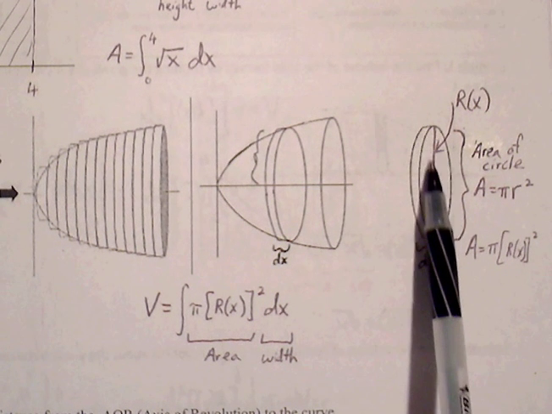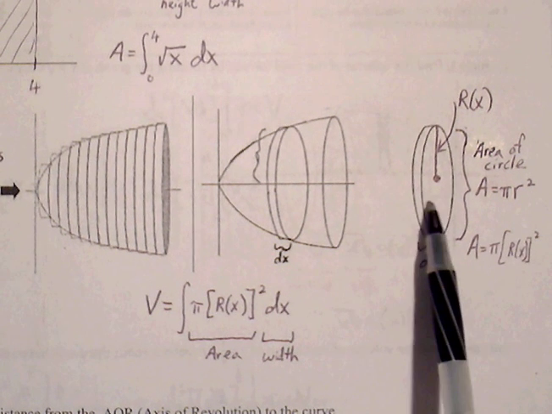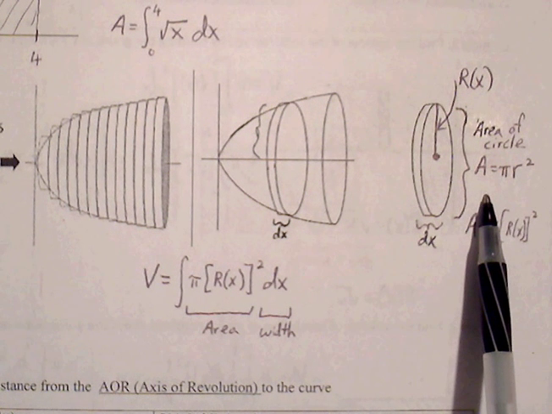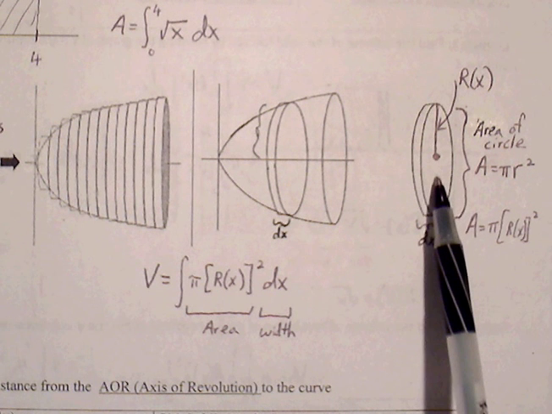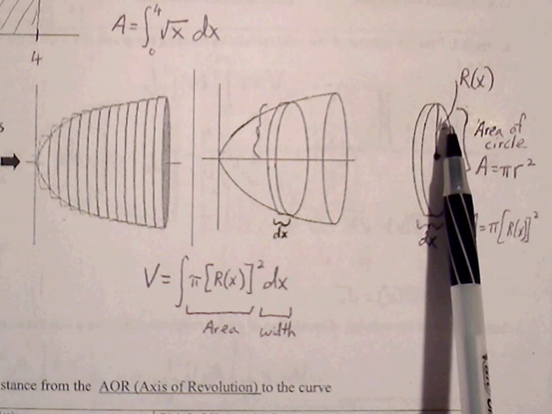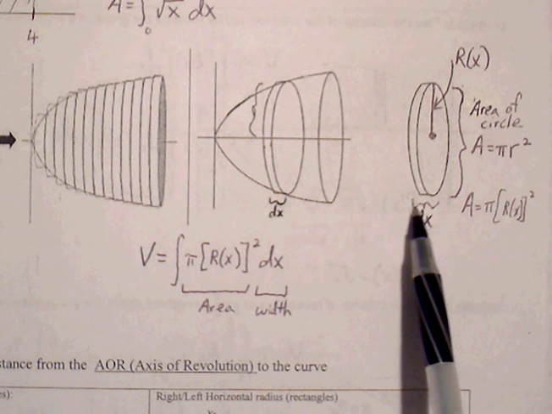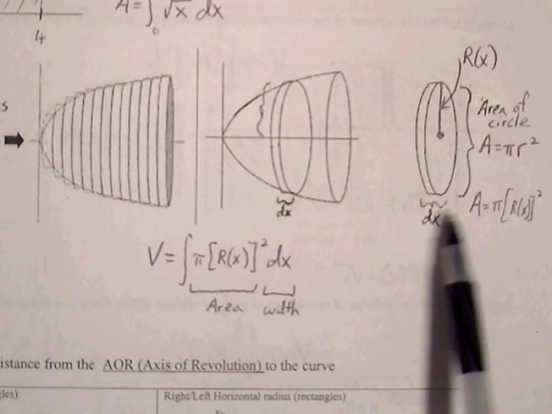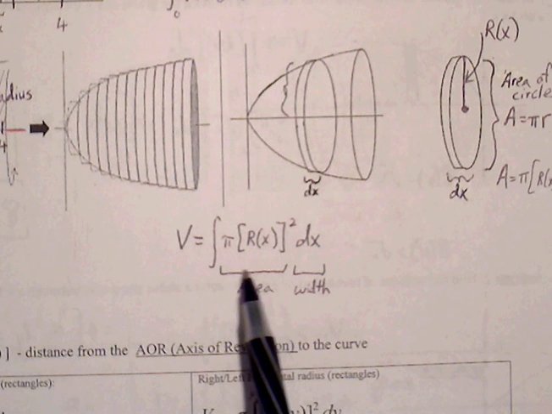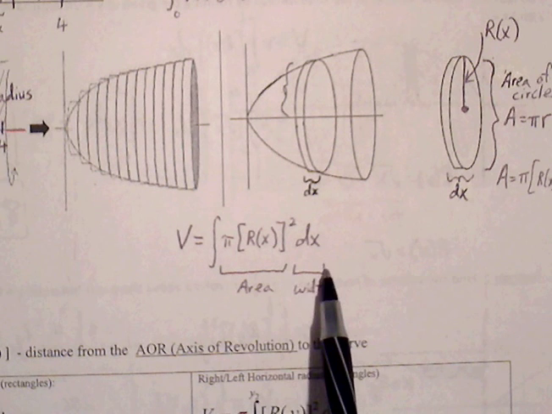Okay, so volume has an area component and a width component. If you look at this, this is a circle, and the area of a circle is given by the formula A equals pi r squared. To adapt to this particular picture, our area is pi r of x squared, because r of x is now representing the radius. And dx is the width of this circular disk. So volume has an area portion, since we're adding up these infinite circular disks, so that's why we have this pi r squared in the formula, and then this dx gives us that third dimension.